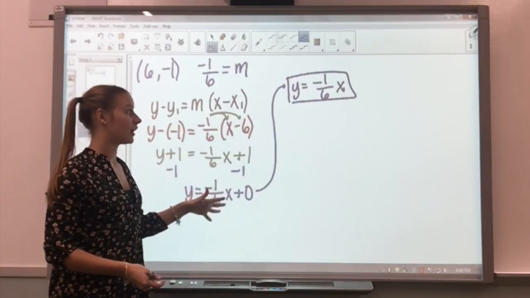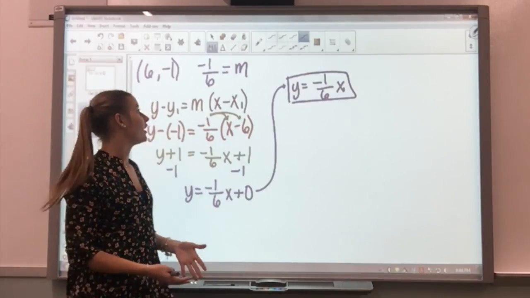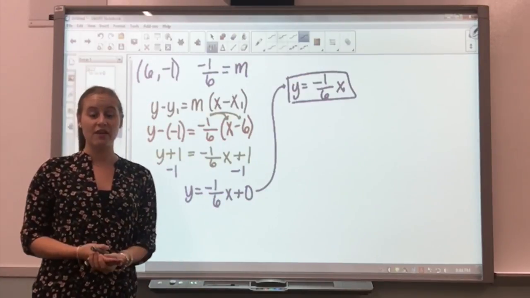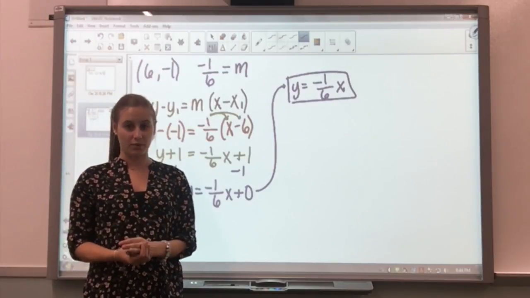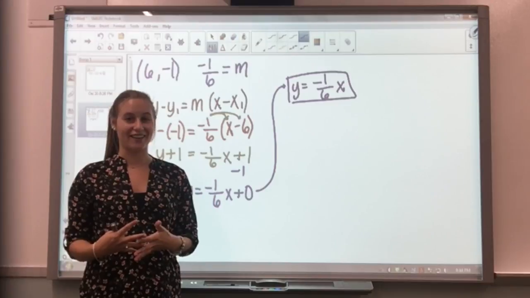So this is how you can find the equation of a line given 2 points. Once you have the 2 points, you need to find the slope. Then you can use the slope and 1 point to find the equation of the line.